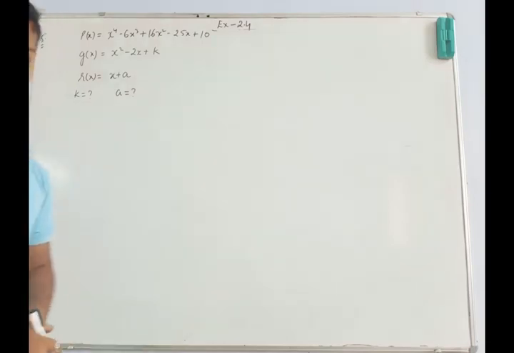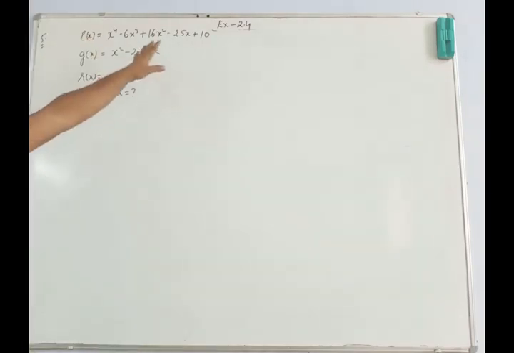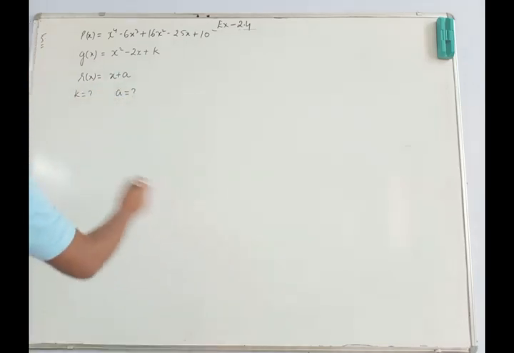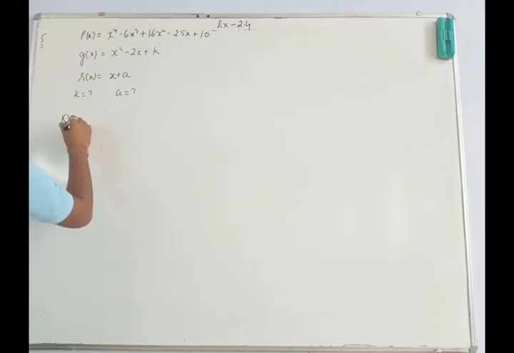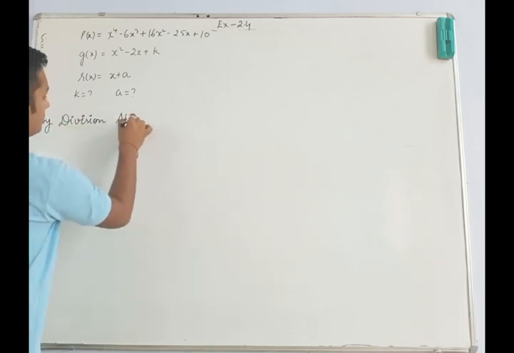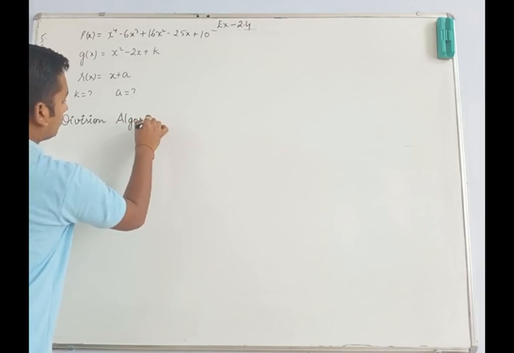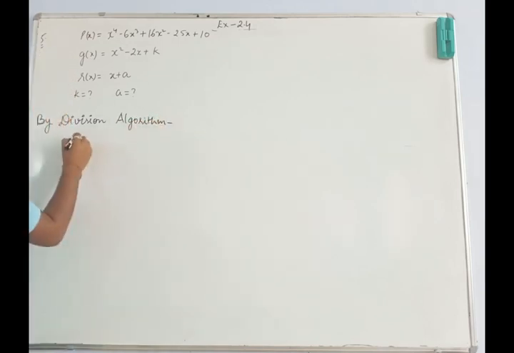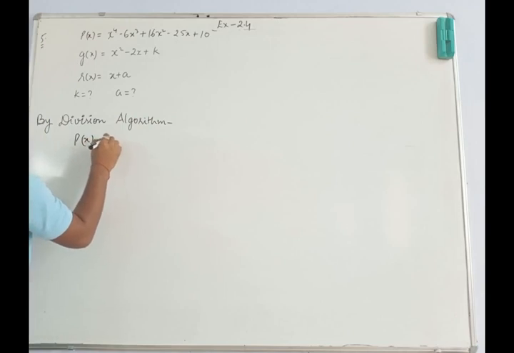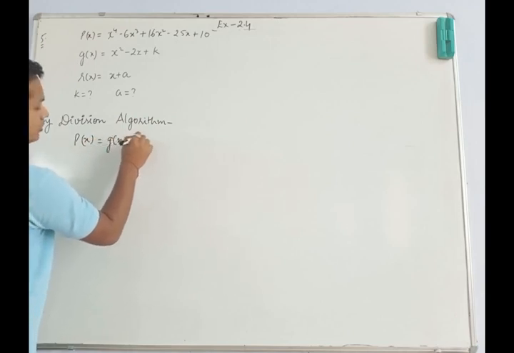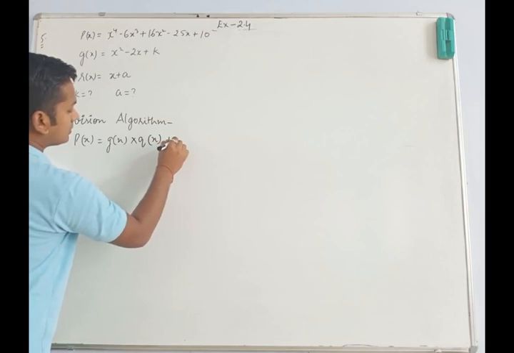Now the question number 5. Here p(x) is given, and g(x) is given as x square minus 2x plus k. r(x), that is the remainder, is given. We have to find out k and a here. All of us know what the division algorithm is. By the division algorithm, p(x) is equal to g(x) into q(x) plus r(x).